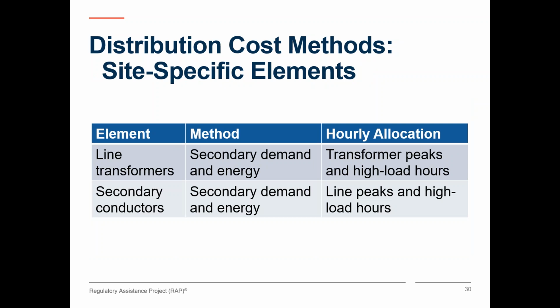There are also more localized parts of the system, such as transformers and secondary conductors. These are appropriately allocated based on when the transformer peaks occur and the high load hours in which those components are more stressed.